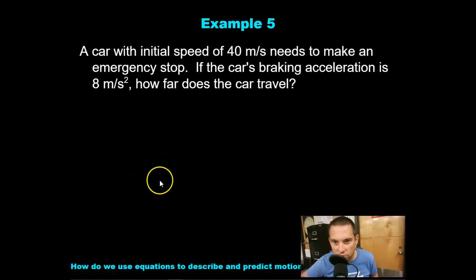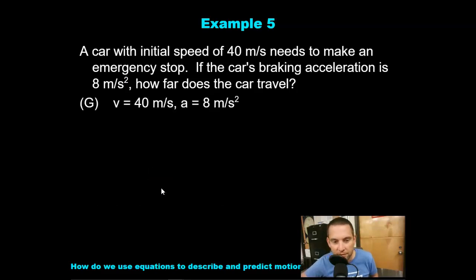A car with an initial speed of 40 meters per second needs to make an emergency stop. If the car's braking acceleration is 8 meters per second squared, how far does the car travel? The given information, we have a velocity of 40 meters per second and an acceleration of 8 meters per second squared. But my smart students notice that this is not an initial velocity of 0. Instead, it's a final velocity. So, final velocity of 0 because we're coming to a stop. The initial velocity is not 0. It's 40 meters per second.